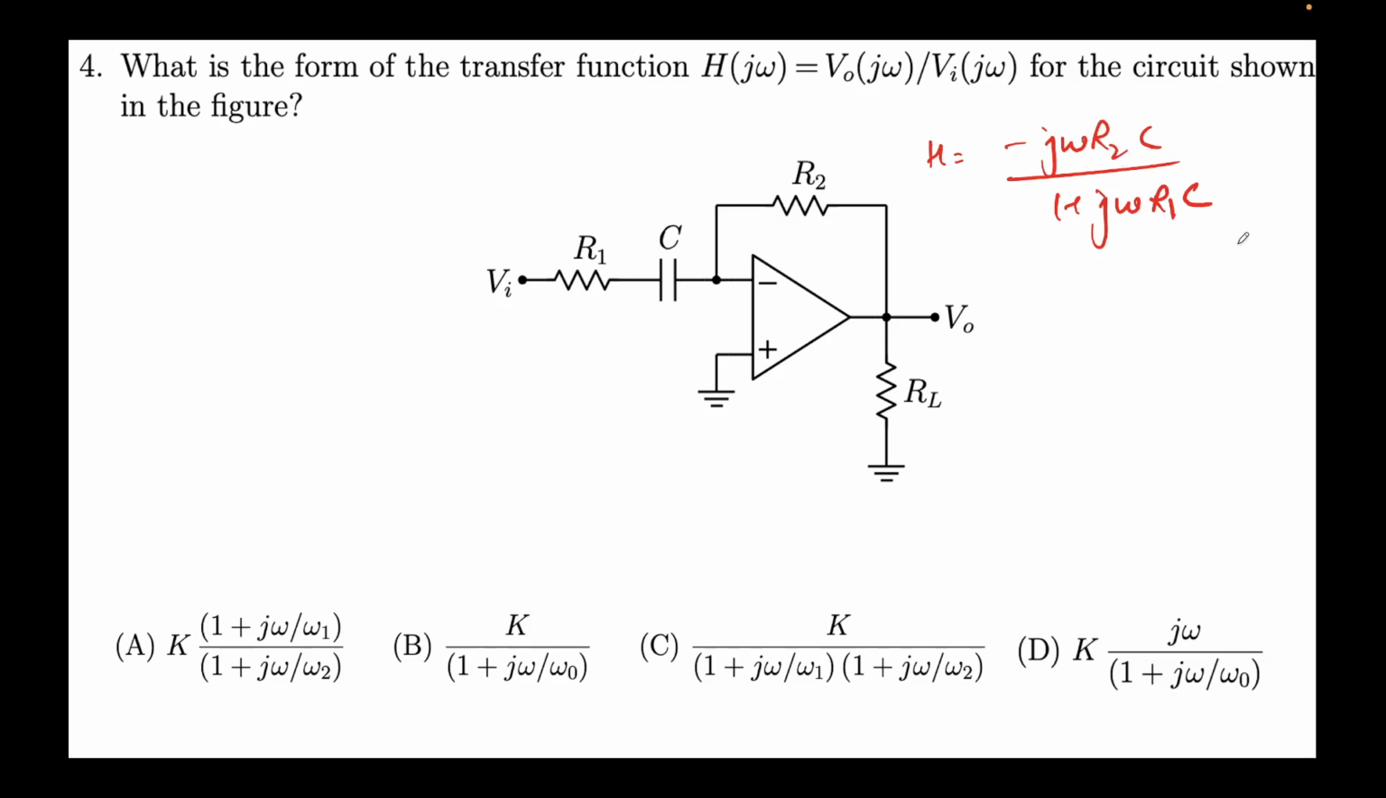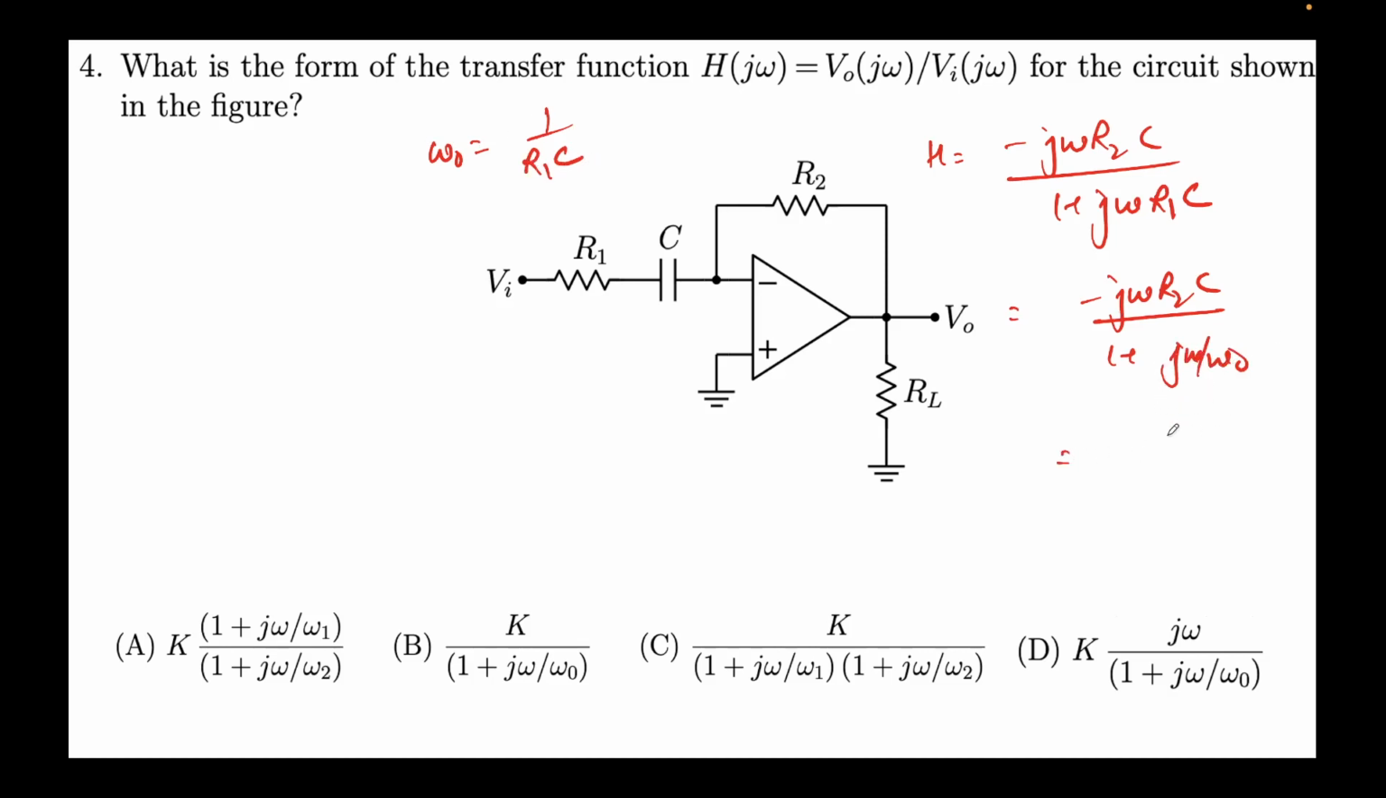Okay, so we have now obtained this form, but we want it in a particular format. You can see that in the denominator we have only one term, j omega R1C. Let me first simplify this. I take omega naught as 1 upon R1C. So it will be j omega R2C over 1 plus j omega by omega naught. This is what I'm defining as omega naught.